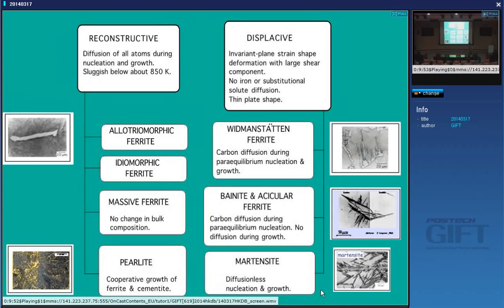These are all transformations which alter the shape of the parent crystal. That means they have displacements. Yeah? And you can see those displacements physically. You know, if you observe the transformation happening, you can see the displacements. But clearly, they are different. This is Widmanstätten ferrite, bainite, and martensite. So what are the differences? And why do we need to study these differences?